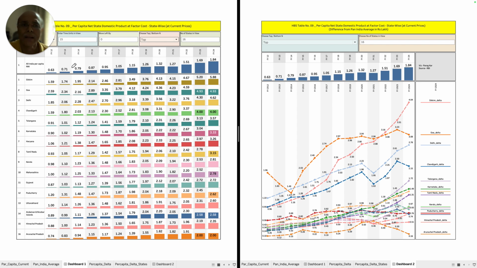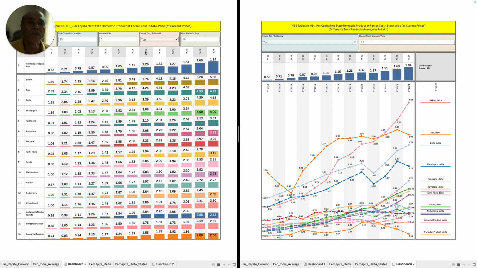But forget about that. As regards current prices, you will find that in FY24, the per capita income of India on an average, on a pan-India basis, is 1.84 lakh, right? So this is an annual per capita income. Sikkim is the highest, 5.88 lakh, and then comes Goa, then Delhi, and then Chandigarh, Telangana, Karnataka, Haryana, Tamil Nadu, Kerala, Maharashtra, Gujarat, Pondicherry, Uttarakhand, Andaman Nicobar Islands, Himachal Pradesh and Arunachal Pradesh. So these are the top 15.